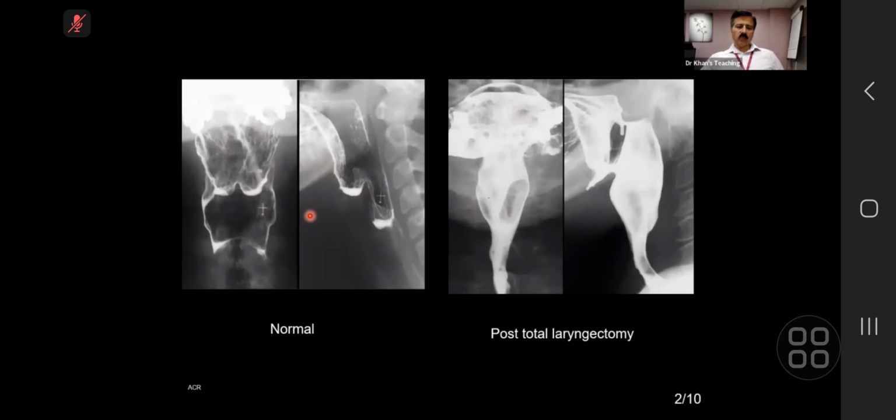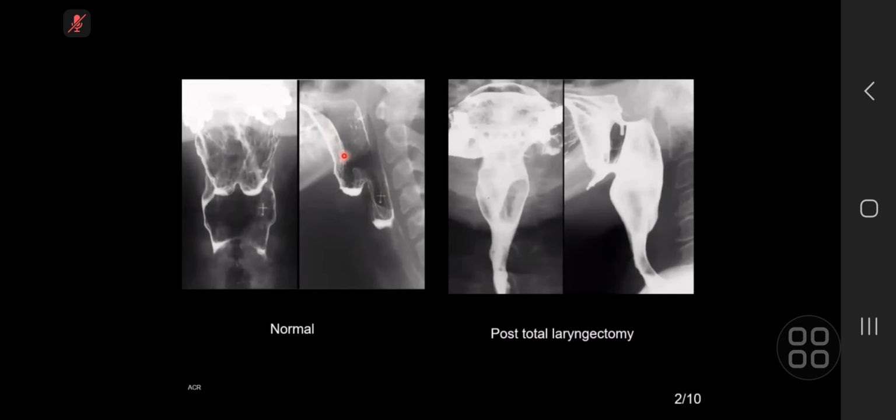So let me tell you the normal anatomy. This is an AP film of barium, and this is known as the vallecula here, and this one is right and left. This is the piriform sinus and the piriform sinus. On the lateral film, this is the vallecula, this is the hyoid bone, and this is the piriform sinus.